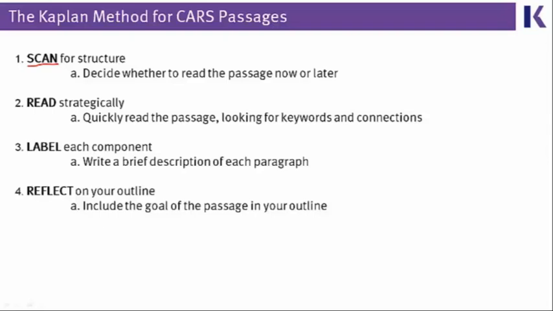Once you decide to do a passage now, you're going to read it strategically, and we'll show you a way to look at things like keywords and connections to get through the passage quickly and efficiently. We'll have you label each component, which basically means to write a brief description down on the scratch paper that you'll be provided with on test day. And then at the end, you want to think about what you just read, overall reflect on the passage, and then write the author's goal, because a lot of questions on the MCAT are about the author's goal, and if you understand it, you'll get points.